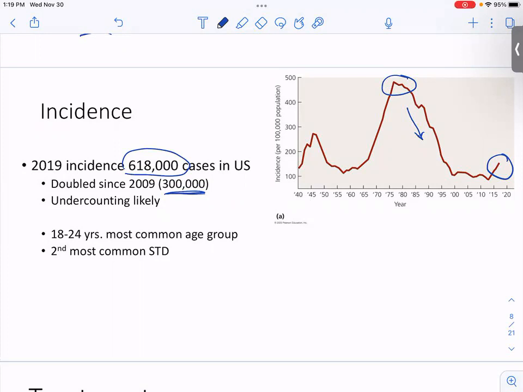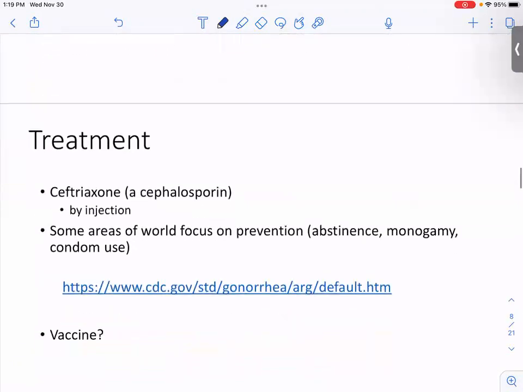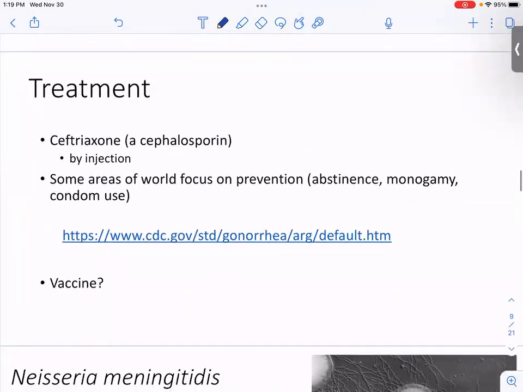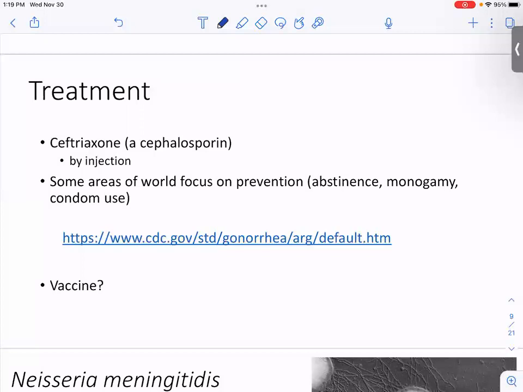The most common age group, most of you fall in that age group, so I thought it was important to talk about. Again, I guess that's just the age where people are more likely to have more sexual partners. So again, risk goes up the more sexual partners you have. The good news is, like I mentioned before, it is very treatable for now.